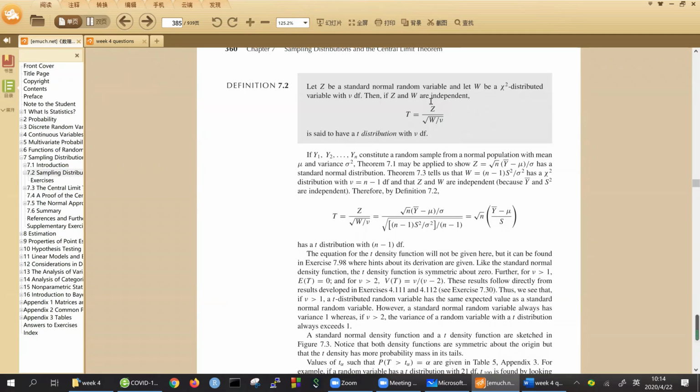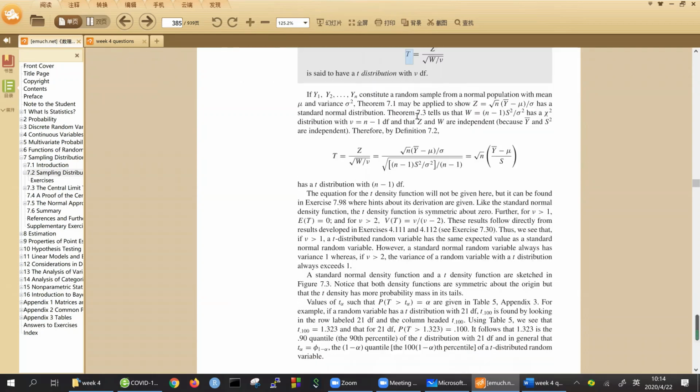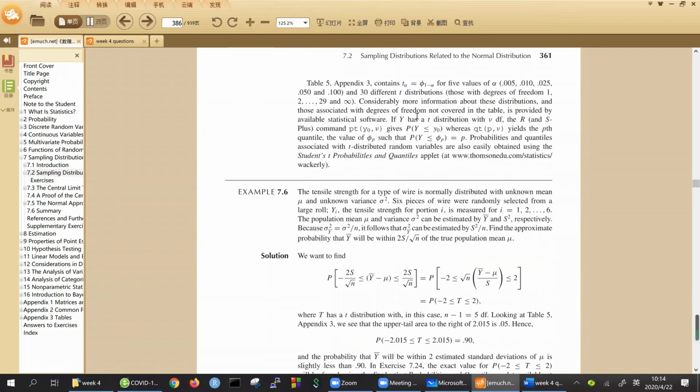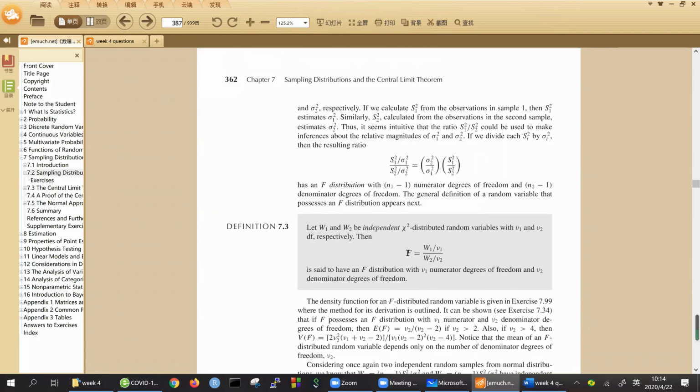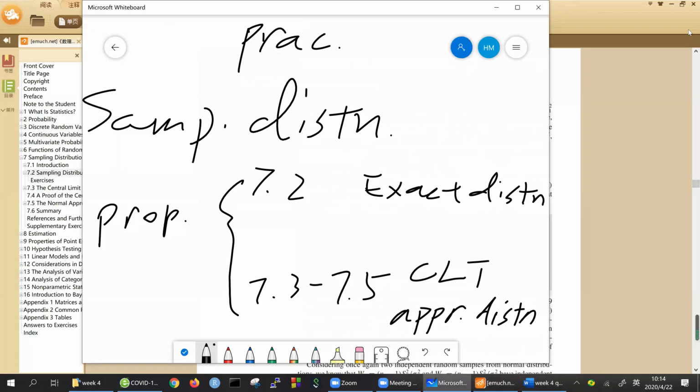And then, based on chi-squared and normal, we will have the t distribution. And next, based on the t distribution, we will have the f distribution. Sorry, based on the chi-square distribution, we will have the f distribution. Excuse my mistake there.